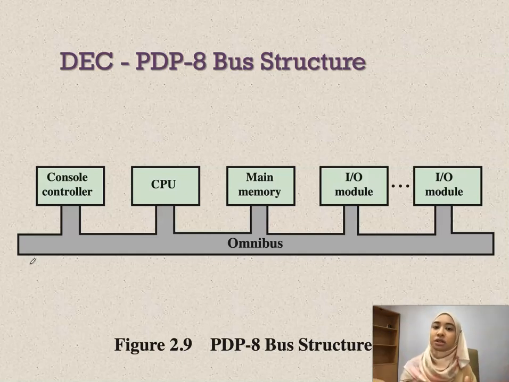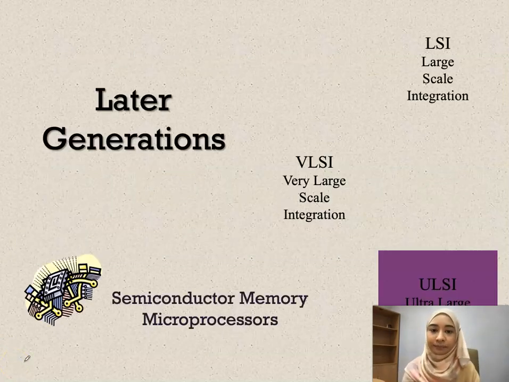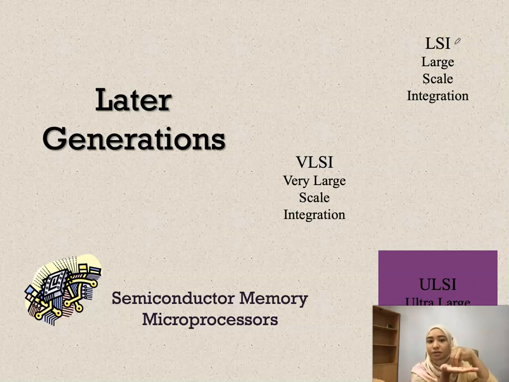You can see that the structure is very different compared to the IAS computer structure that we've seen before, which used a main memory switch, right? So they have this bus. Very awesome. After the third generation, we had LSI, large-scale integration. What does large-scale integration mean? It means that at least 1,000 components can be placed on a single integrated circuit chip.